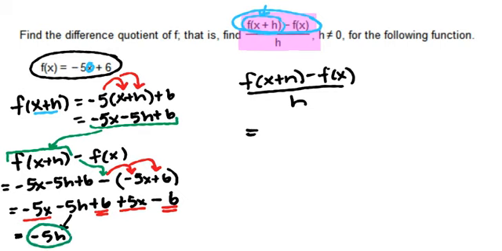We've calculated the whole numerator here, and that's negative 5h. And we're going to divide by h. The h's cancel each other out, and so this fraction reduces down to negative 5. So the difference quotient for the function f of x equals negative 5x plus 6 is negative 5.